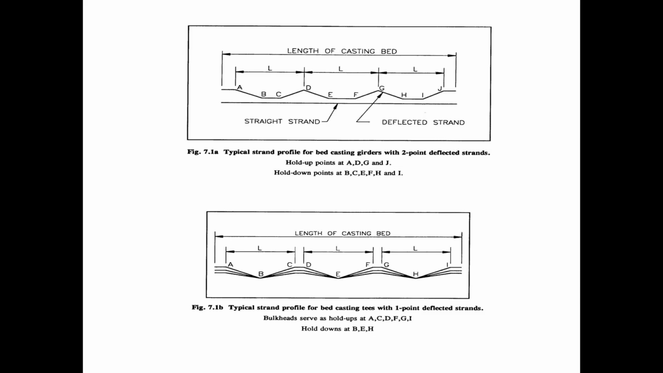So figure 7.1a, we have 2-point hold downs in each beam. In figure 7.1b, we have a single point hold down in each beam. For bridge girders, we typically see a 2-point hold down, such as figure 7.1a. And for double T's, we typically see a single point hold down, such as figure 7.1b.